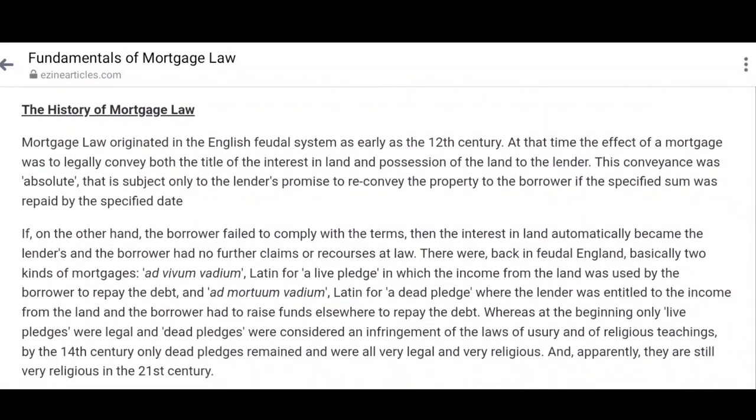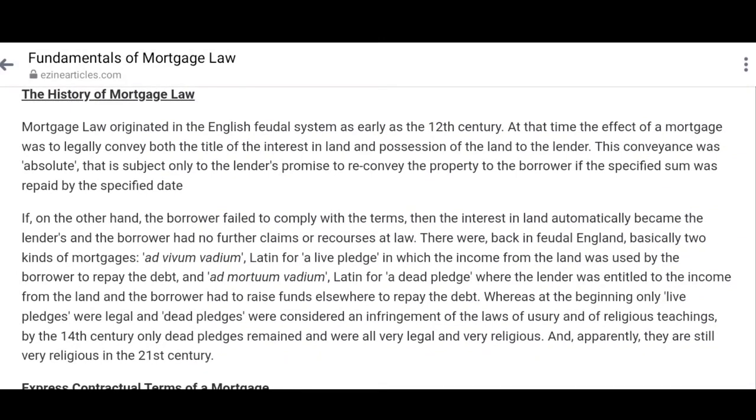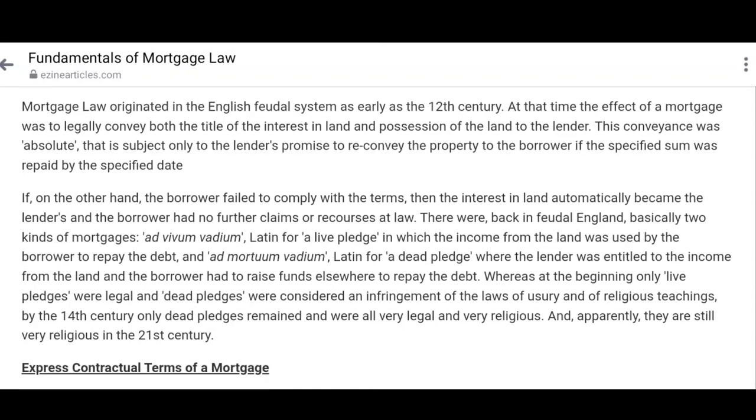The history of mortgage law. Mortgage law originated in the English feudal system in the 12th century. At that time, the effect of a mortgage was to legally convey both the title of interest in land and possession of the land to the lender.